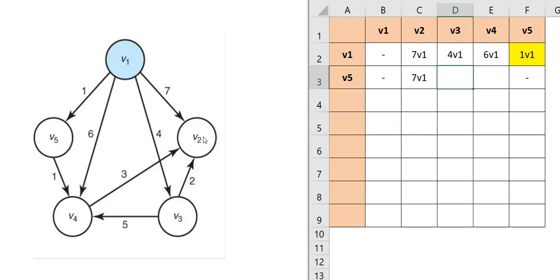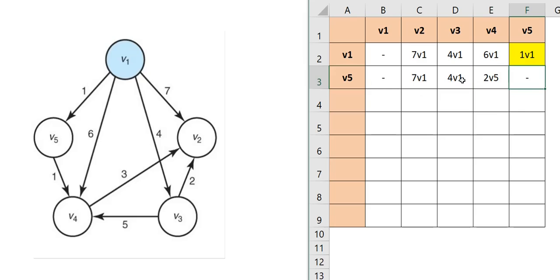Next, V5 to V3. V5 to V3 again is infinity, so infinity plus 1 gives us infinity. We ignore that solution and keep our previous solution. V5 to V4 is 1. But again, we are not interested only in V5 to V4, but in the total distance from V1. So we have to add our previous partial solution: 1 plus 1 gives us 2, which is better than 6, so we'll pick this solution.